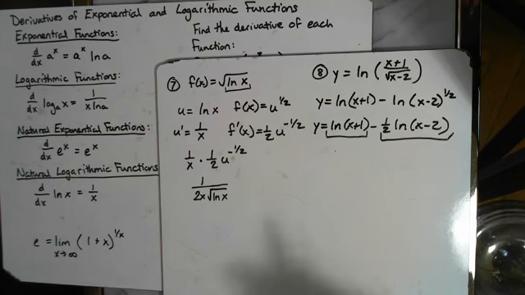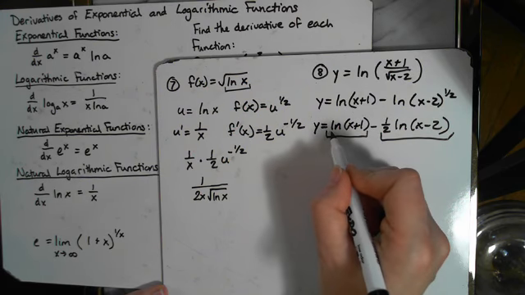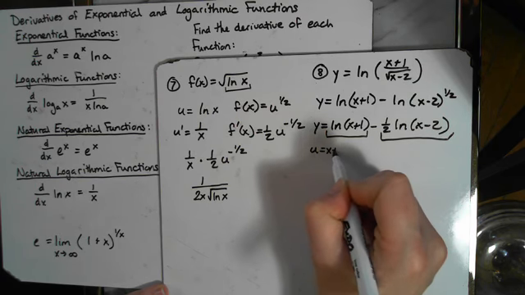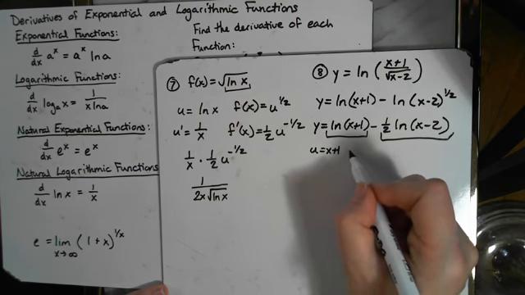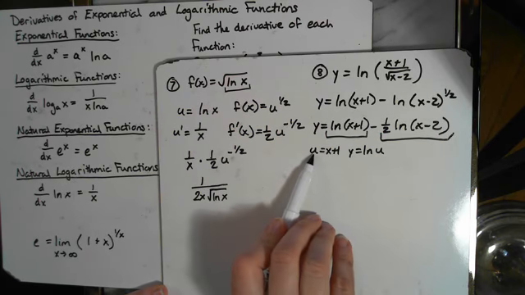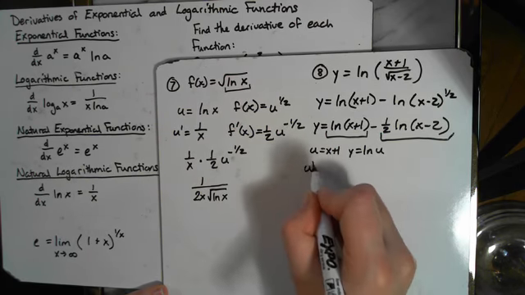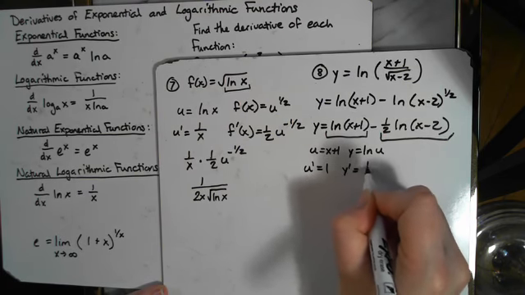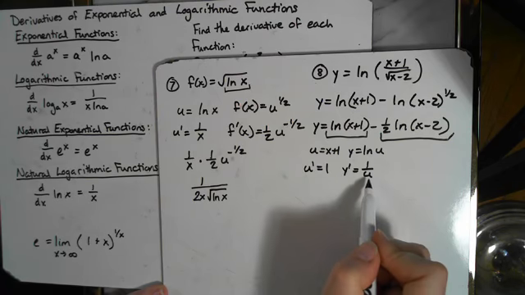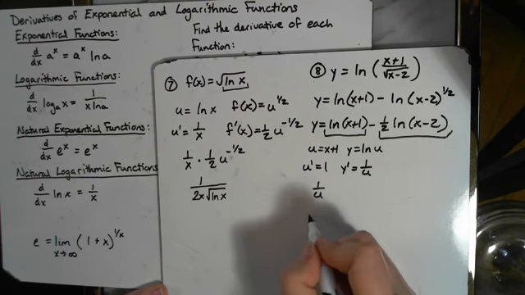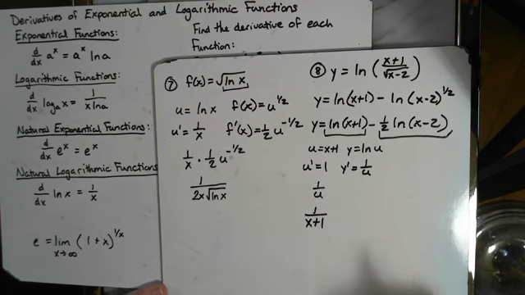So looking at the first part, I have an inside function and an outside function. So what I'm going to do is make u equal the inside function, and the outside function is going to be the natural log of u. I'll do my derivatives. The derivative of this is just 1. The derivative of this is 1 over u. I multiply these together. 1 times 1 over u is just 1 over u. And then I have to put in the u that I had. So it's 1 over x plus 1.